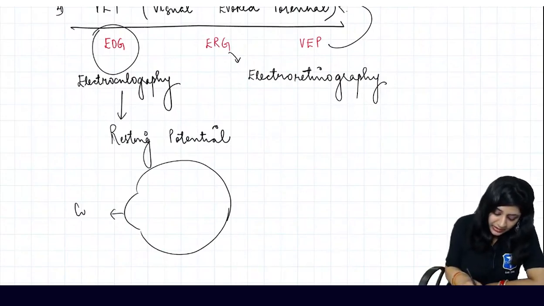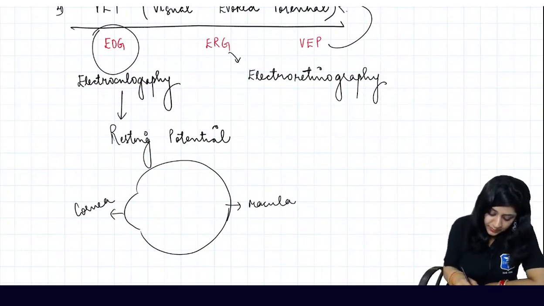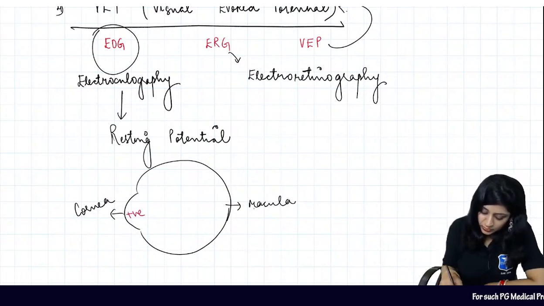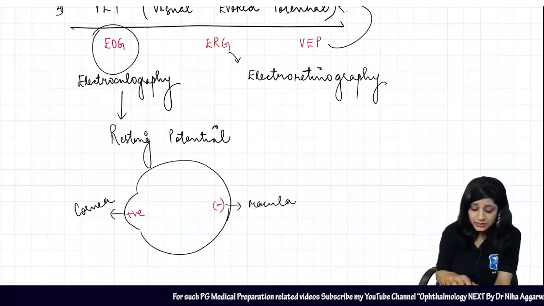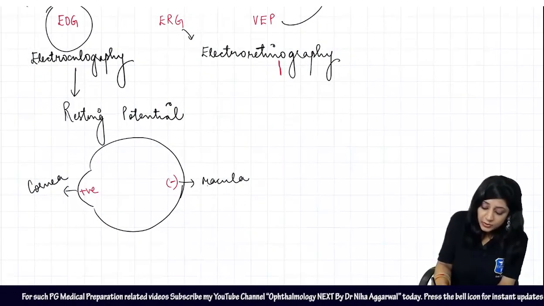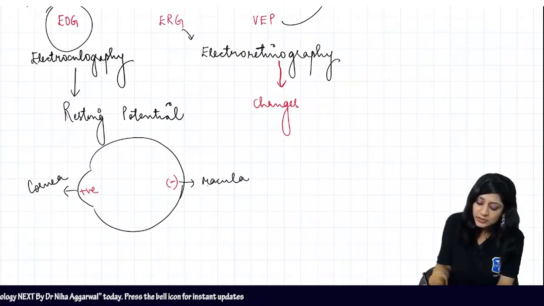This area is the cornea and this area is the macula. Cornea is positively charged, macula is negatively charged. This is actually electrooculography. Now, electroretinography will measure the changes in the potential.